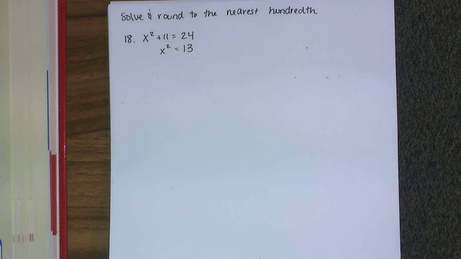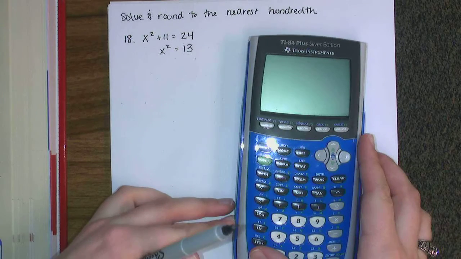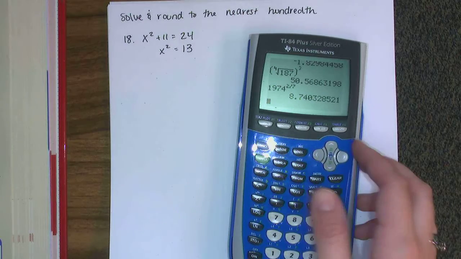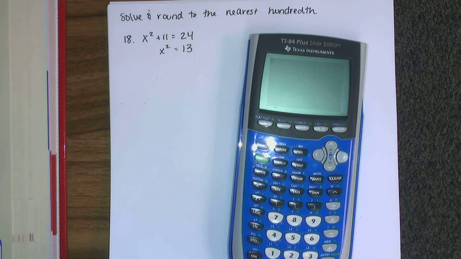Alright, and you're welcome to use whatever calculator you have. That should be pretty simple. It's doing some other stuff there, you saw with Algebra 2 yesterday. Alright, so I need to take the square root of 13. So x is equal to, remember, plus or minus the square root of 13.